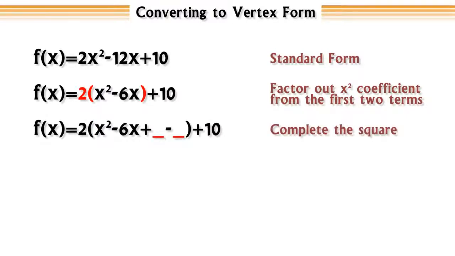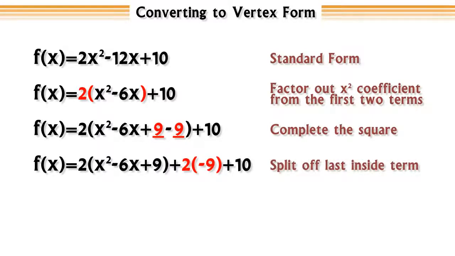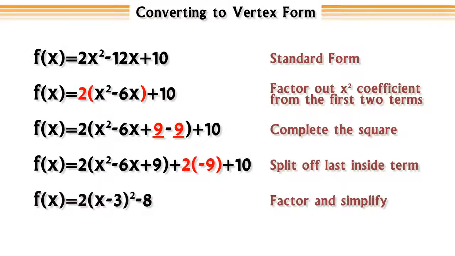Next, we complete the square on the inside by adding and subtracting the value that completes the square. We find this value by taking the coefficient of the x term, dividing it by 2, then squaring it. Then, we split the last inside term off so what's left over on the inside is a perfect square trinomial. Then finally, we factor our perfect square and simplify.